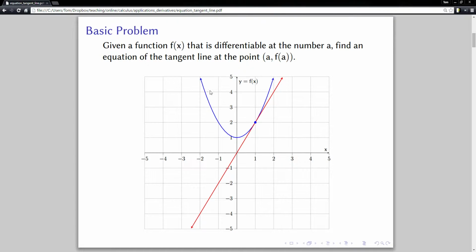So here's just a picture of what's going on here. We have the graph of the parabola here, and here's a point on the graph of that parabola at the coordinates 1 comma 2. And then here we can see the tangent line graphed out in red. So the tangent line just comes and skims in here. So given the equation for the function, the blue graph here, and a point on the graph, find the equation for the tangent line at that point.